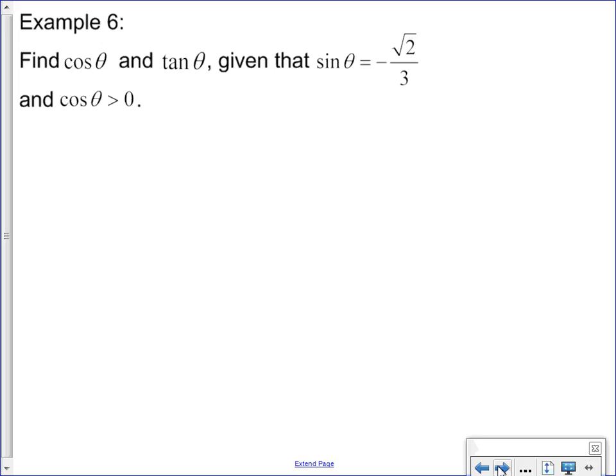So really quick. This thing says sine is positive or negative? Negative. And cosine is positive. What quadrant are you in? Fourth quadrant. Yeah, you're in quadrant 4, because cosine is positive and sine is negative. So you have to be in quadrant 4.